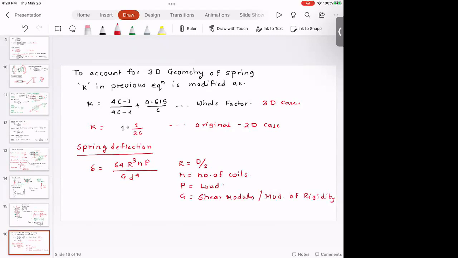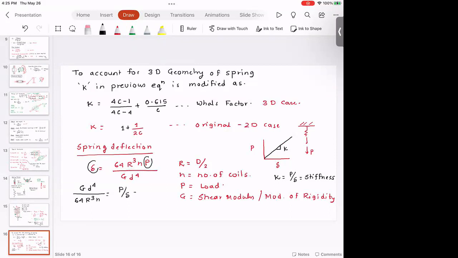Now there is a slight variation in this equation. Please understand, if you have a spring and you apply the load, the spring deflects. If you plot load versus deflection of the spring, this is P, this is delta. For a linear spring, this load versus deflection is a straight line, and the slope of this line is called stiffness. K is equal to P divided by delta, which is stiffness. So this equation can be modified as G d to the power 4 divided by 64 R cube N is equal to P by delta, which is equal to stiffness.